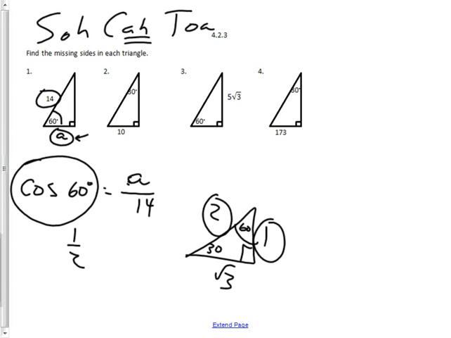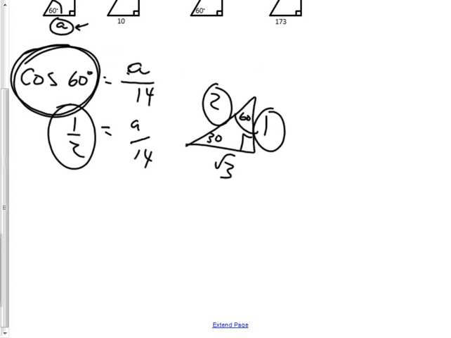Now if I go type it in on my calculator, I type in cosine 60, take a wild guess what you're going to get. Cosine 60 equals 0.5. Sweet. All right, so it's equal to A over 14. So all I did was replace this with a 1/2. And now, just to get A alone, I multiply both sides by 14.